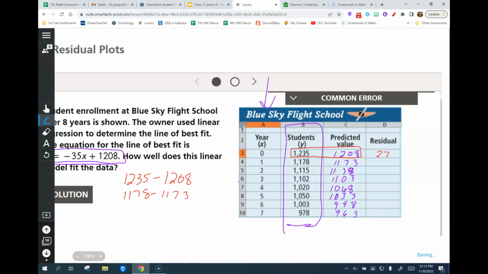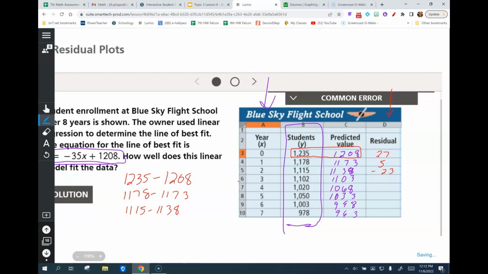Then I'm going to take 1178 minus 1173. Okay, and I'm subtracting all of these values to find out how close this is. This is going to tell me how close on that particular point I am. Okay, and then we're going to do 1115 minus 1138, and we're going to get a negative 23.